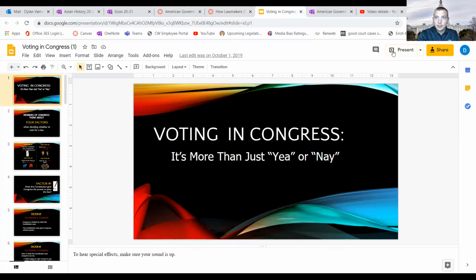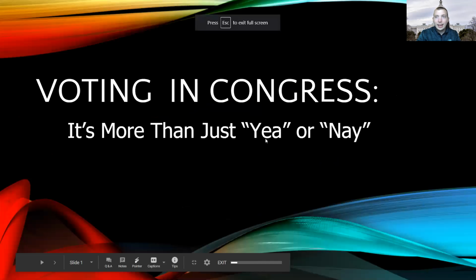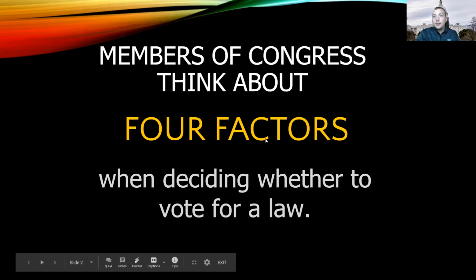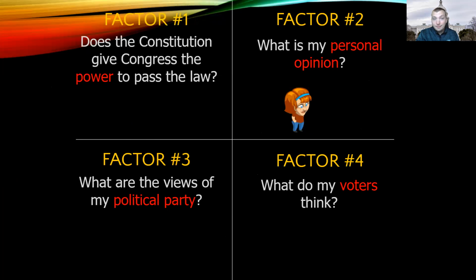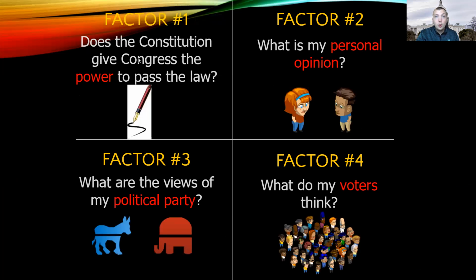So voting in Congress, more than just a yay or nay. And instead of yes or no, they just say yay or nay. And we're going to think about 4 factors. Factor number 1, what does the Constitution give Congress the power to pass a law? If Congress doesn't think that their laws are constitutional, they're probably not even going to try to pass them. What is their personal opinion? What are the views of their political party?